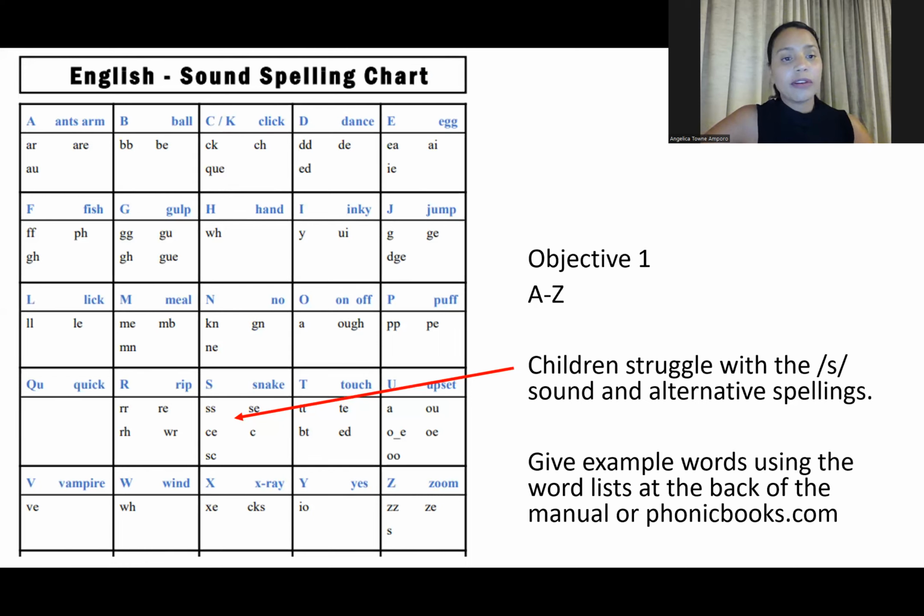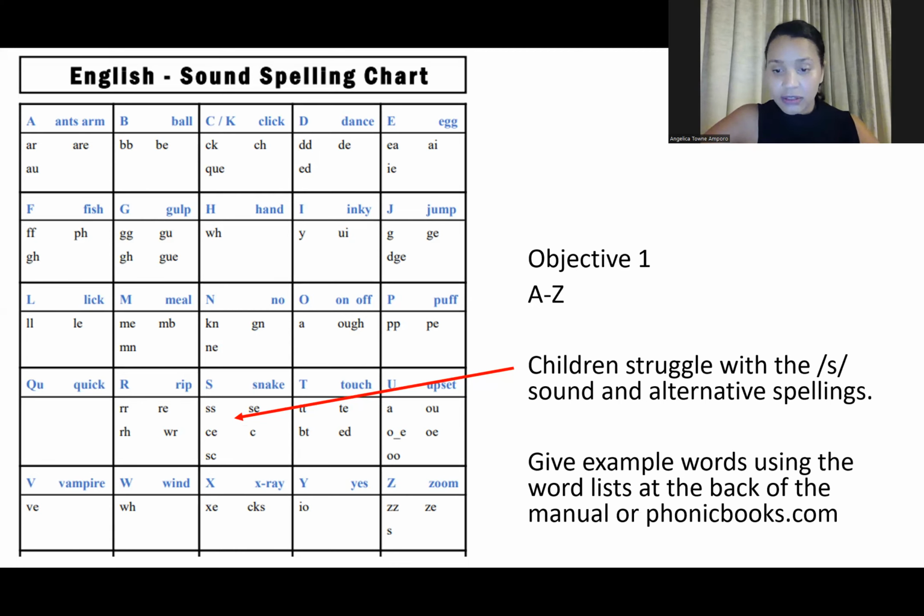So when we're going through our sound spelling chart, you want to identify what the learners struggle with, right? So for example, if we go through all the sounds, A to Z, A, ant's arm, right? Then we get to S and the children say, hey, I don't know any words that have these weird S spellings. Like, when does C ever make the S sound? That doesn't make sense to me. Well, first of all, you have a list of words that do start with C or have C that make that S sound. And so you can use those word lists at the back of your manual.